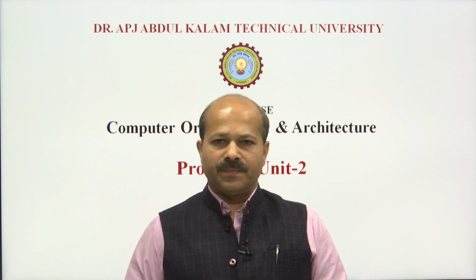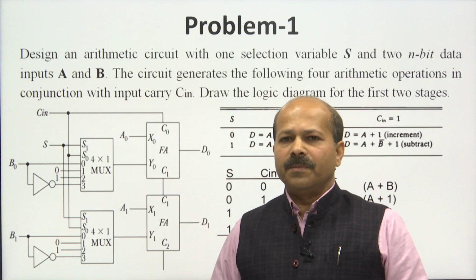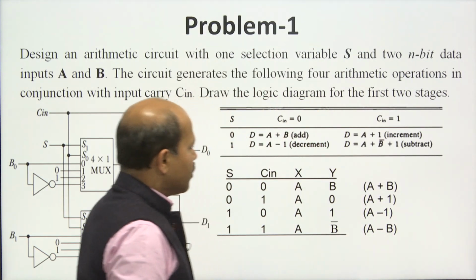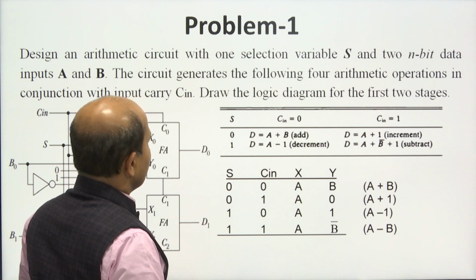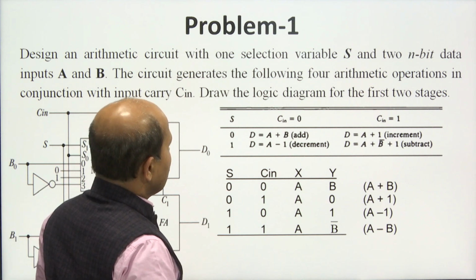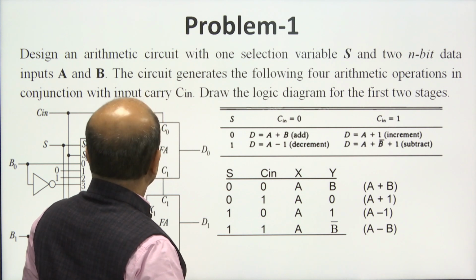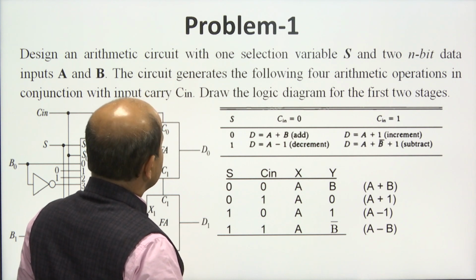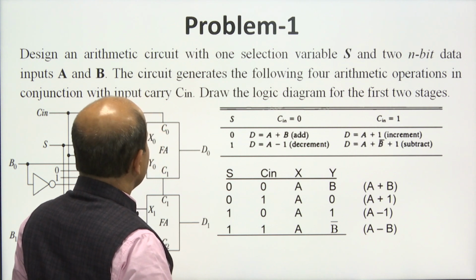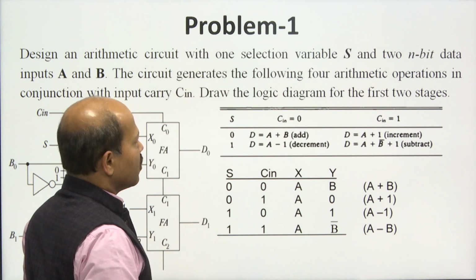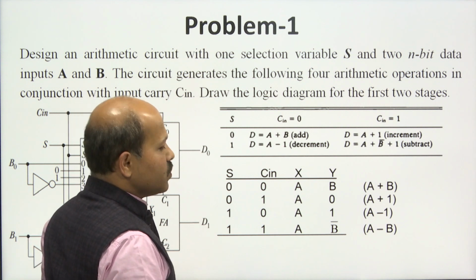Now, in today's lecture, we will talk about various numerical problems related to the second module of this course. Let us see the first problem. The first problem states, design an arithmetic circuit which has one selection variable S and two n-bit data inputs A and B. The circuit generates the following four arithmetic operations in conjunction with input carry C in. Draw the logic diagram for the first two stages.